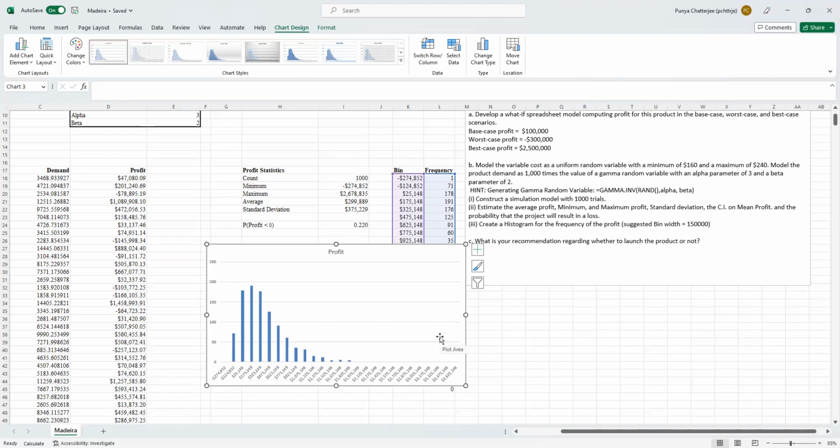So depending on what kind of person you are, if you are really a risk averse person, you probably would not launch the product because you don't want to have a negative $100,000 profit or a $100,000 loss. But if you're a risk lover, you would probably go for it just because you can have almost 2 million profit, right? So it depends on what perspective you take, and I would expect that you write this portion of the answers accordingly.